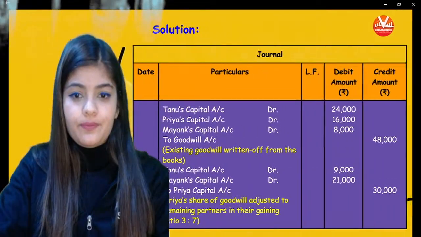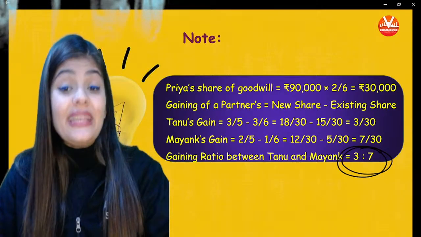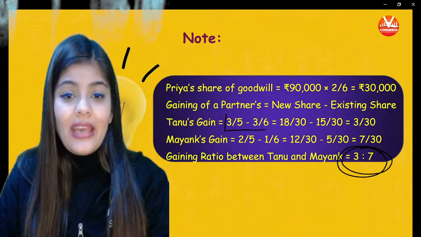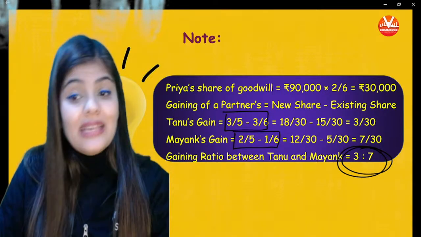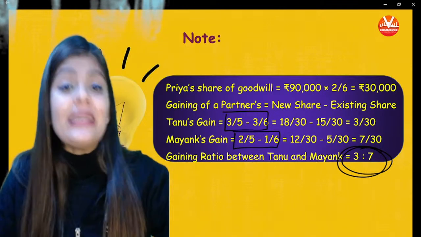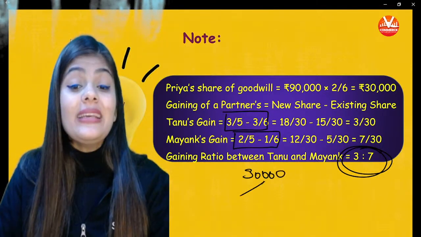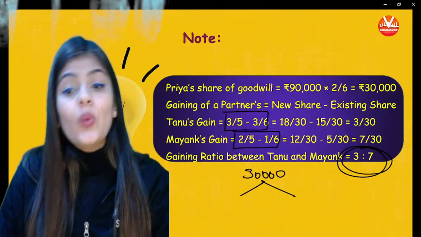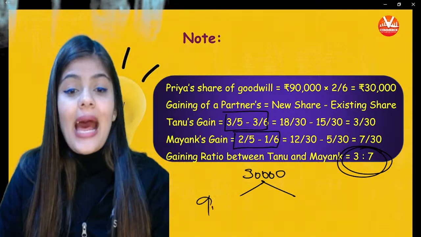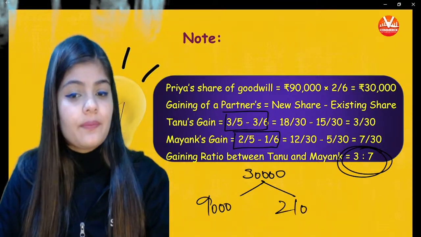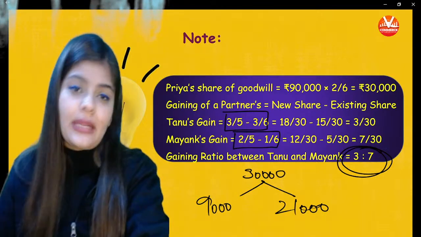So this is your gaining ratio, 3:7. 3/5 minus 3/6, 2/5 minus 1/6. Gaining ratio is 3:7. So 30,000 will be distributed in 3:7. It will be 9,000 and 21,000.